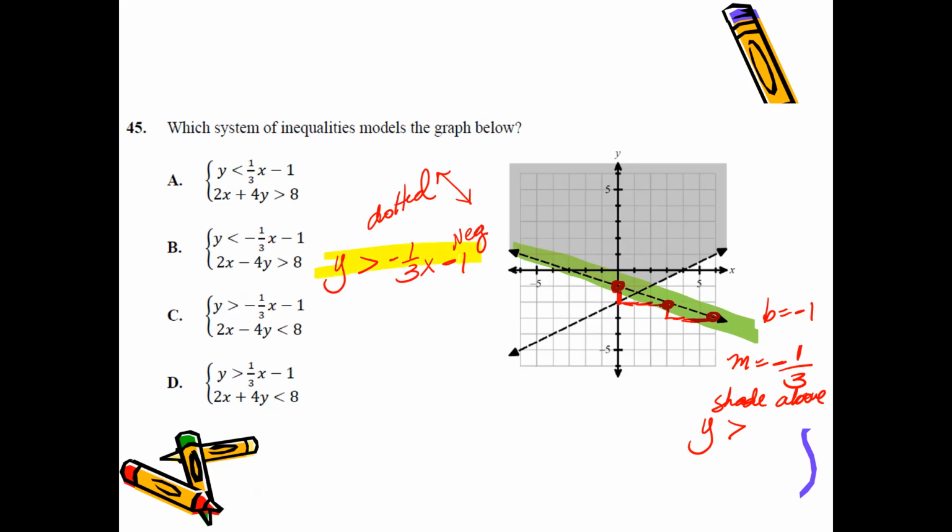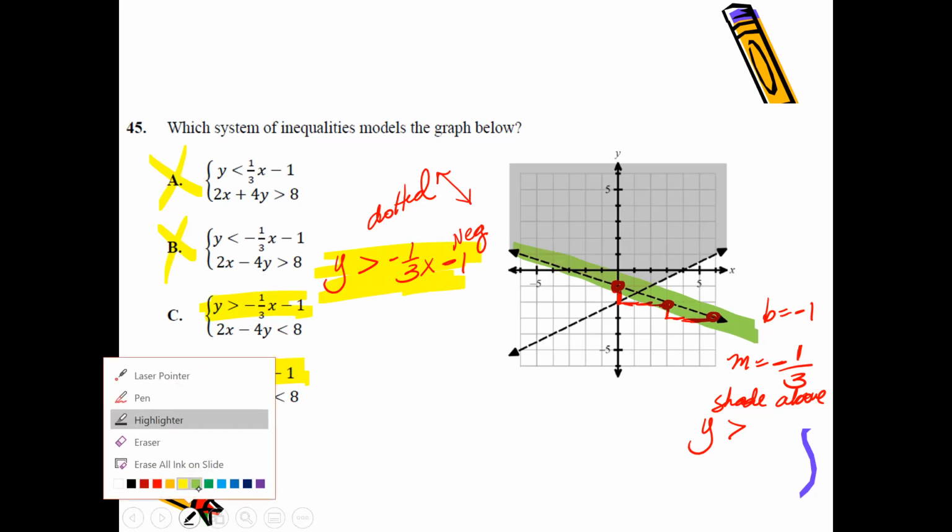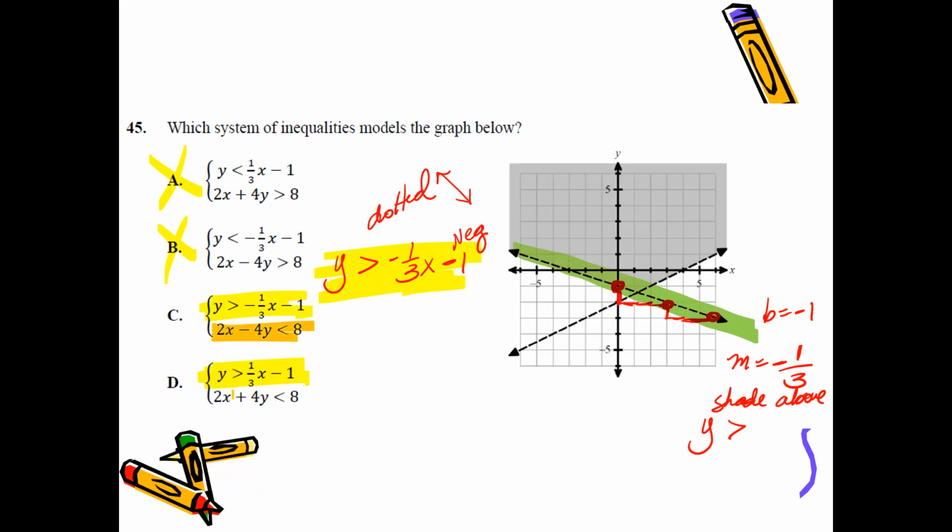So which equation includes this one right here? Well, I see that it's C and it's also D. So you know it's not A and it's not B. So don't even bother with those two. Now you're like, all right, so is it C or is it D, Callahan? Well, it depends. Is it going to be that first orange equation or the second orange equation?